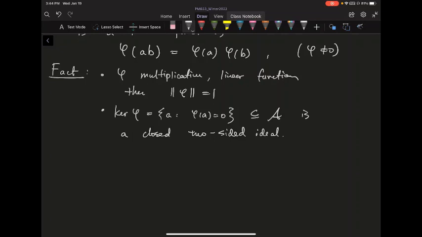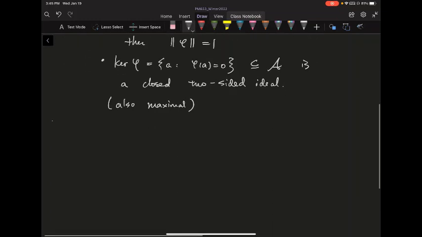And moreover, because this kernel of phi looks like the kernel of a linear function, it has codimension 1. So it's not only a closed two-sided ideal, but it's also a maximal ideal. I'm not going to give you the definition, but a maximal ideal is essentially any bigger closed two-sided ideal containing this ideal has to be A itself. Sometimes these phi we also call the maximal ideal space.